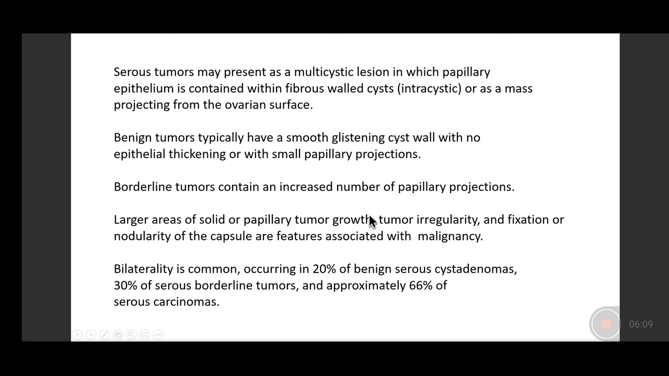The borderline tumors have an increased number of papillary projections compared to the benign ones. And if you find larger areas of solid or papillary tumor growth, or the tumor is irregular, or fixation or nodularity of the capsule is seen, then these are the features which point towards malignancy in these serous tumors. So bilaterality is very common: 20% of the benign serous adenomas are bilateral, while 66% of the serous carcinomas are bilateral.